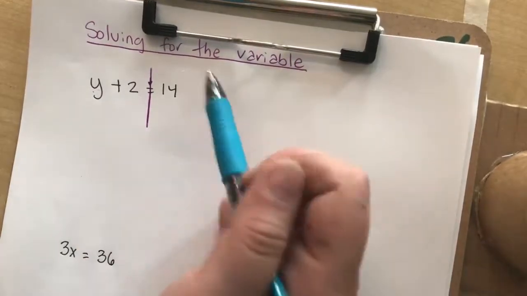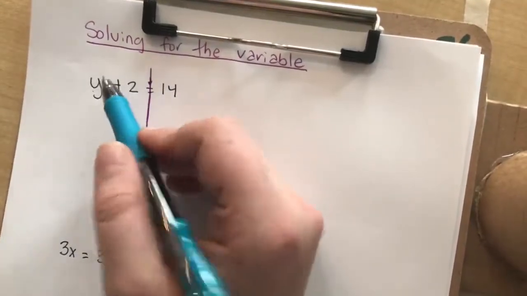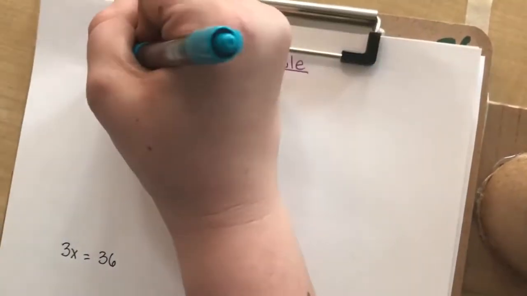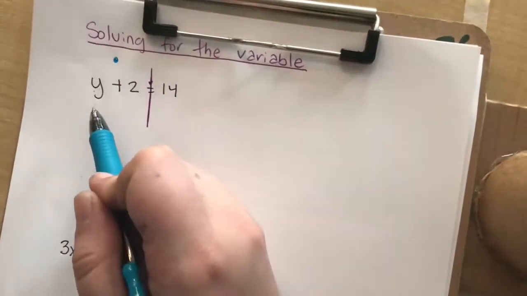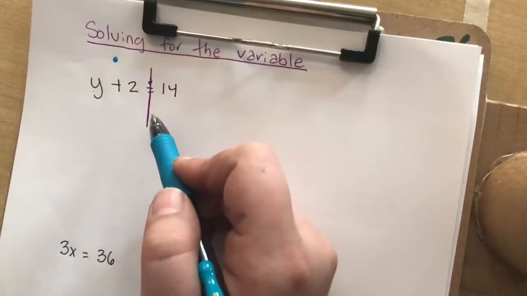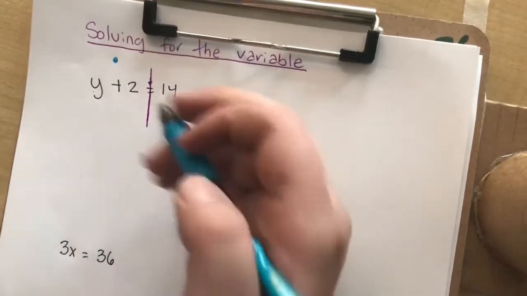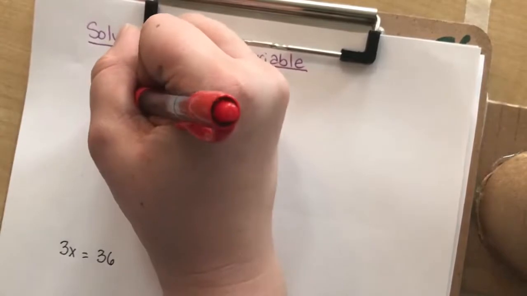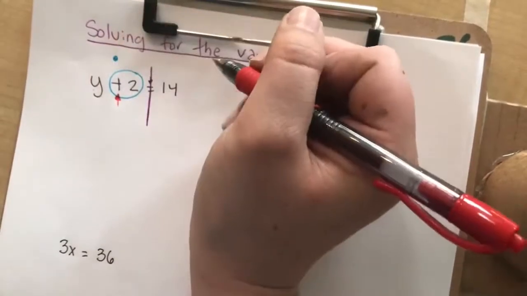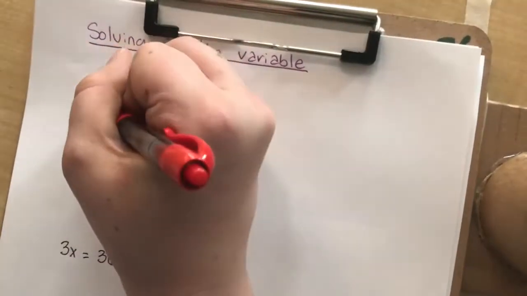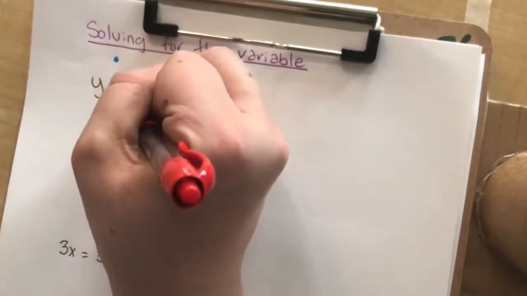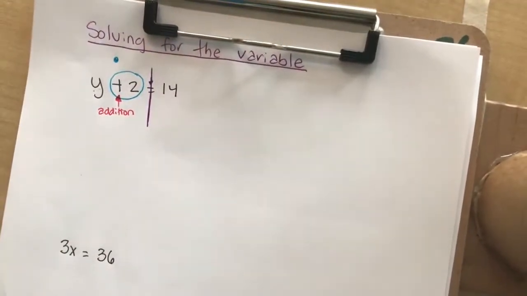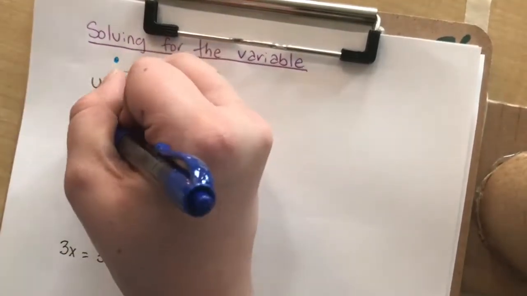I'm going to identify which side the variable is on, which is this side. The next thing I'm going to do is identify what numbers I need to get rid of in order to get the variable by itself, and that is 2. I'm going to identify what math operation is happening between that number I just identified and the variable. So this is y plus 2, which I know is addition. And then I need to identify the opposite, or the inverse operation, which is subtraction.